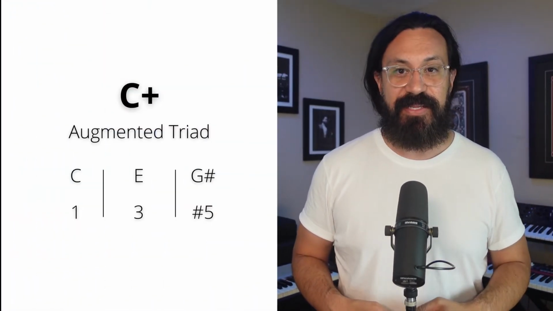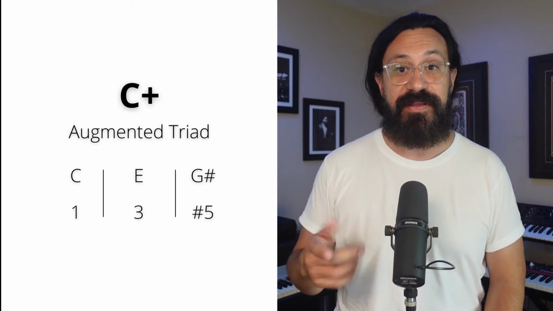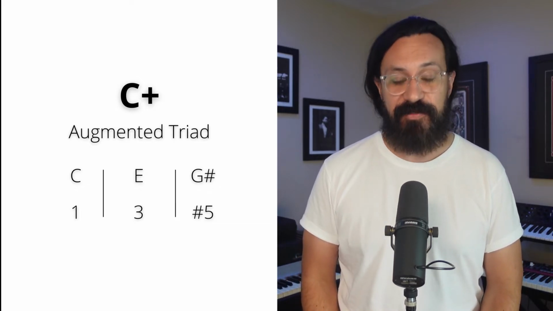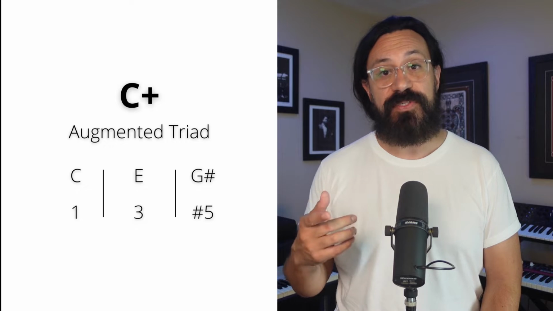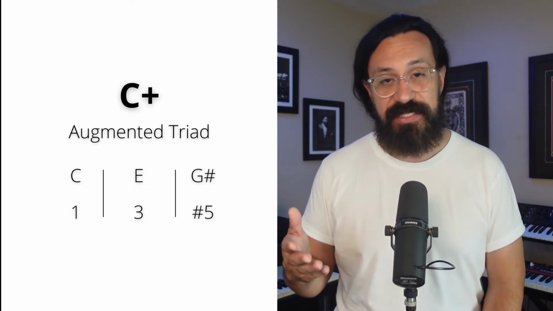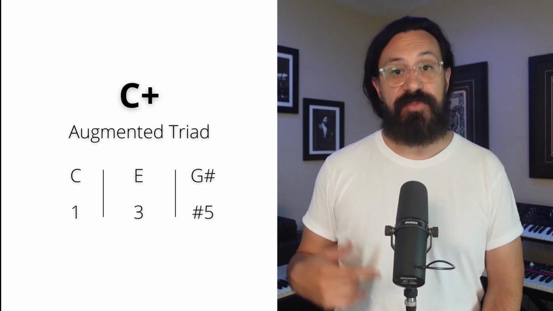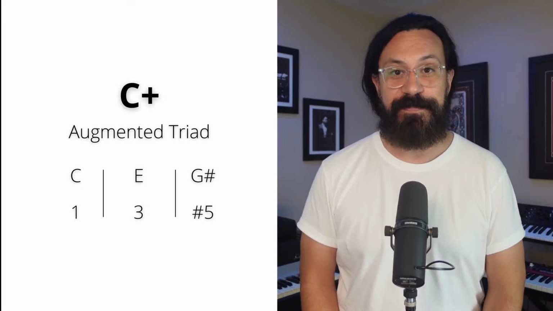Next, we have a chord symbol for an augmented triad. Notice the plus sign following the letter. That's the symbol that indicates it's augmented. You'll need a root, major third, and an augmented fifth. Here are some of the ways I might voice this chord.